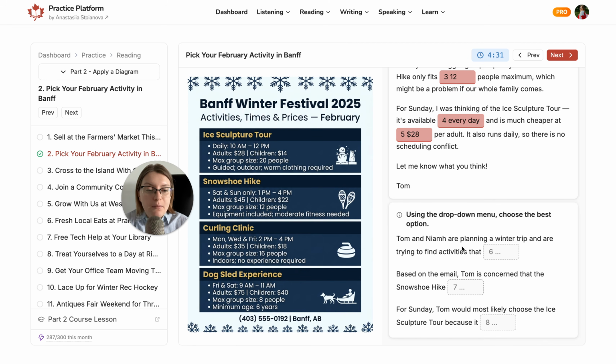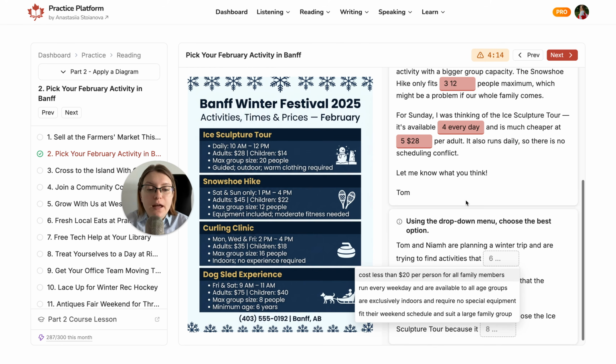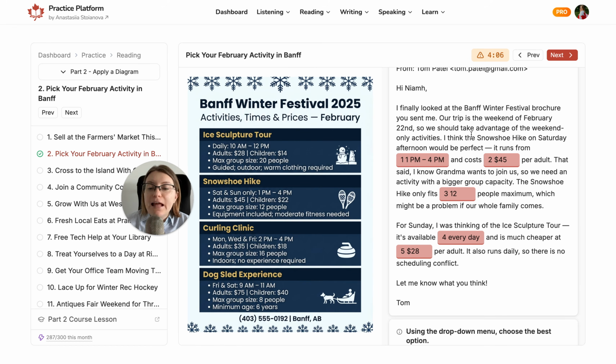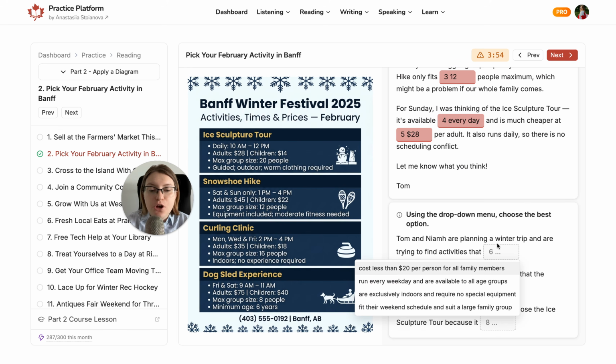So Tom and Niam are planning a winter trip and are trying to find activities that cost less than $20, run every weekday and are available to all age groups, exclusively indoors and require no special equipment, and fit the weekend schedule. So never guess. Let's go back and look. They are saying the weekend, take advantage of the weekend activities only. So do you see the catch here? It's about the weekend and it is also about bigger group capacity. That was the key idea here. So which option do you think would fit here based on what we've just checked?